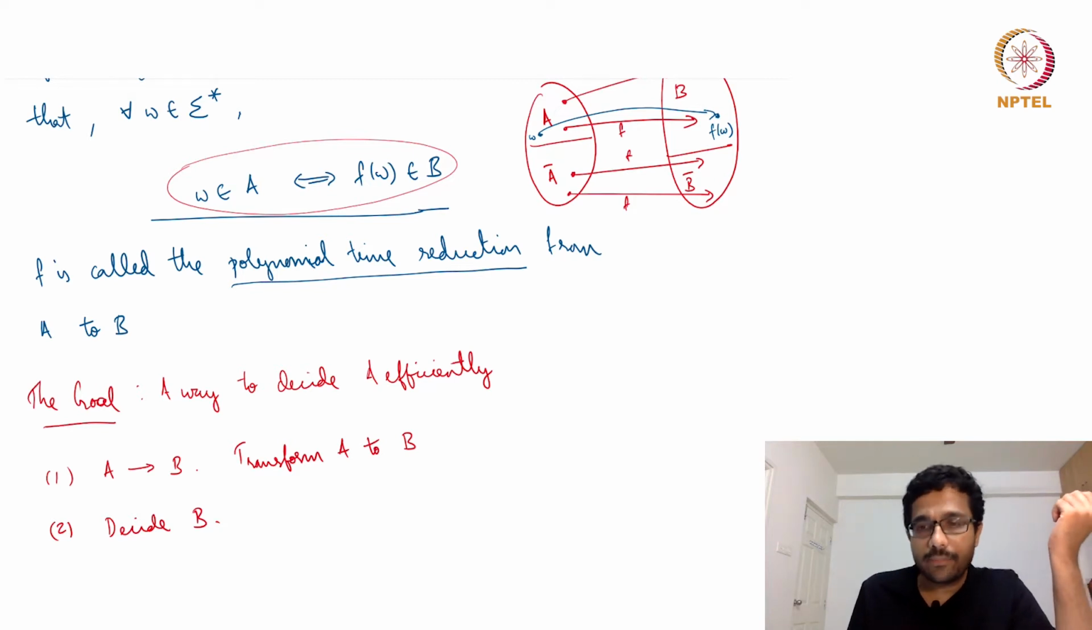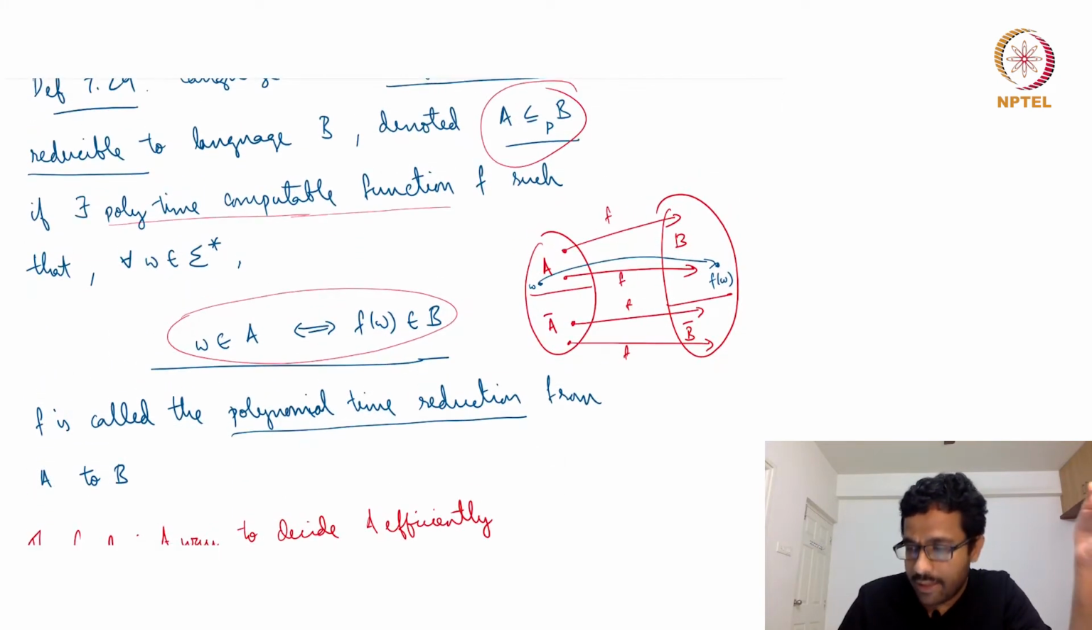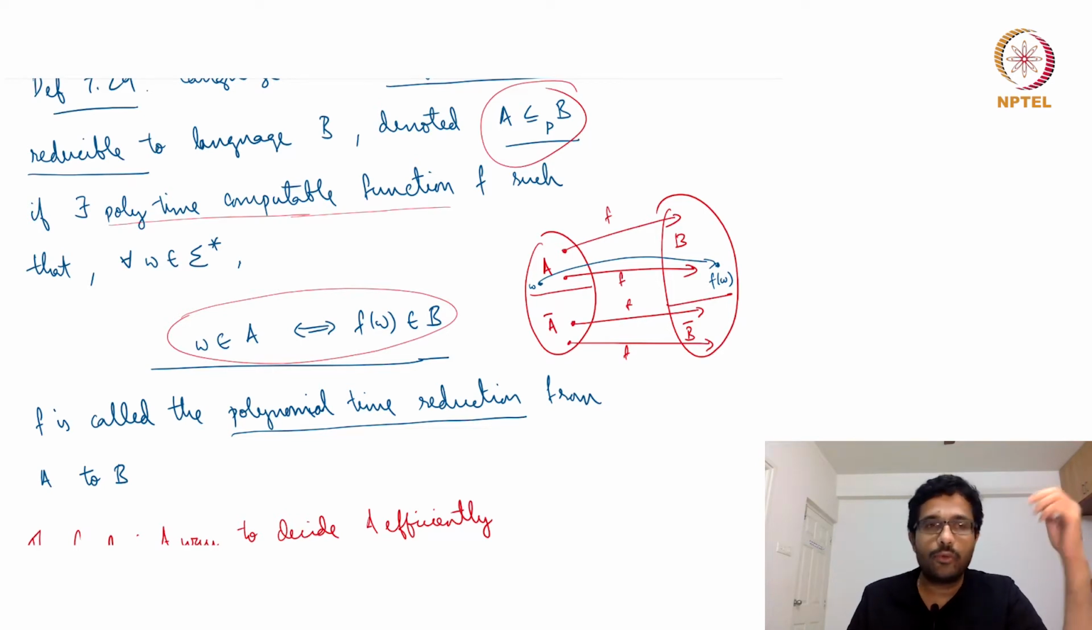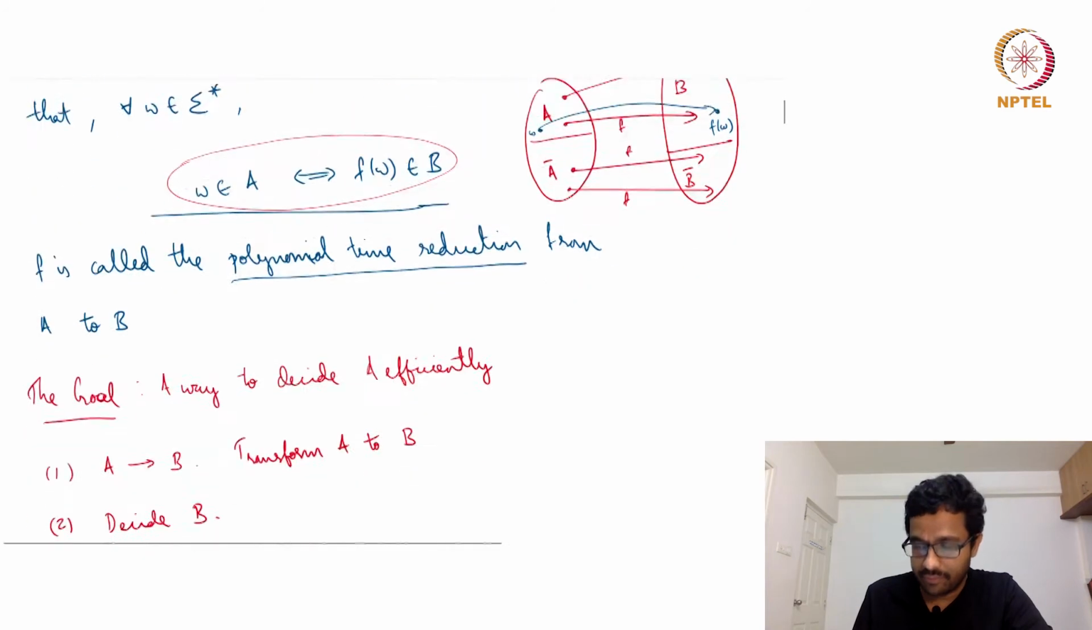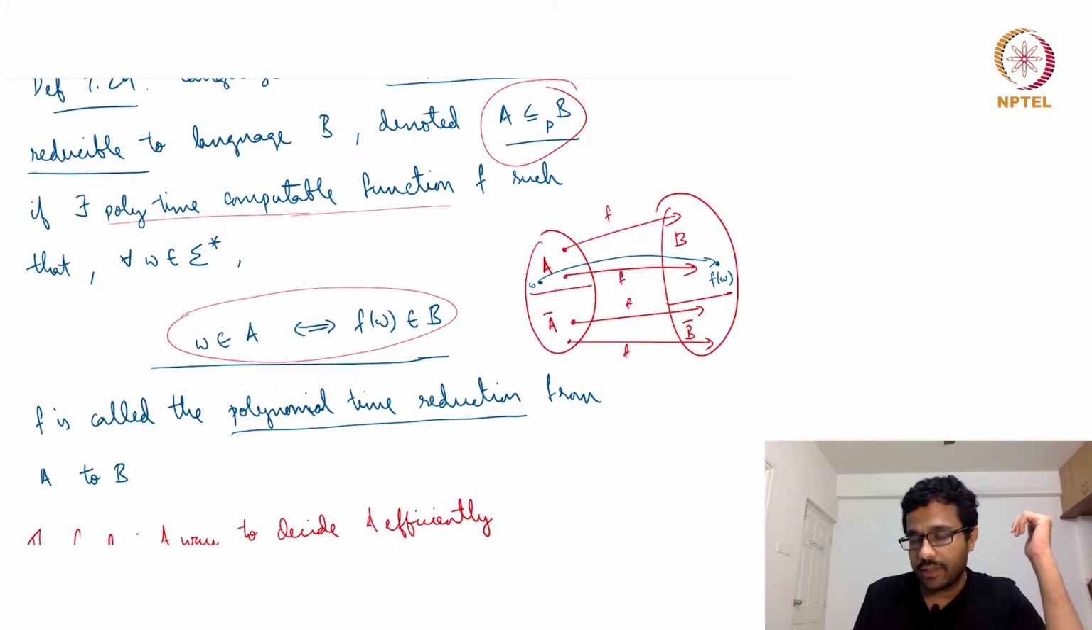From this, what we infer is that if there is a way to reduce A to B, then deciding A is not too much harder than deciding B, because you can convert A to B and then decide B. The difficulty of deciding A is not much higher than that of deciding B, and that explains the notation A less than or equal to B. We are reducing A to B, so if B is rather easy, then A is also not that hard, because you can always transform A to B and then solve B. The subscript P denotes that the reduction used is a polynomial time reduction.